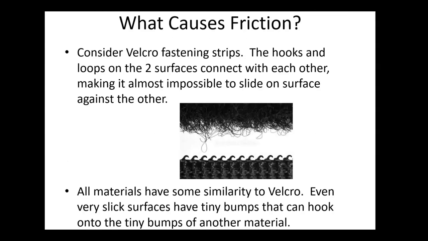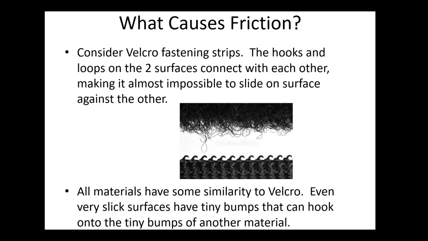Friction is caused because there are tiny bumps and protrusions on the surfaces. They may not be visible. Even a surface that seems very smooth has these small protrusions. You could consider these to be similar to Velcro. In a Velcro fastening strip, one side has hooks and one side has loops. When the two surfaces connect with each other, those hooks and loops join together, and it makes it very difficult to try to slide one of those strips against the other.